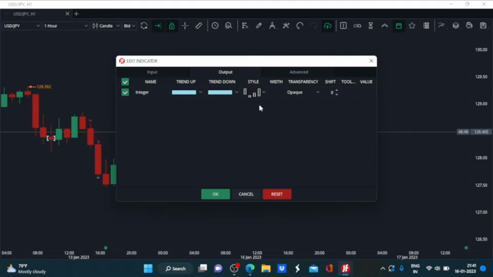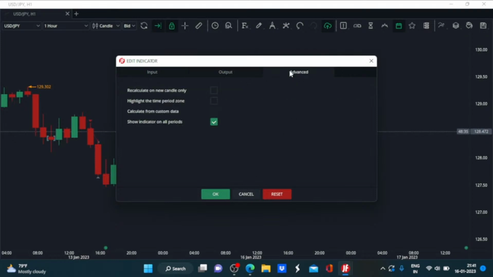If you want to simply opt for bracketing, you can do that as well. The transparency factor can be increased or decreased if you want to make it look less prominent on the chart. That option is also there. Advanced editing option: recalculate on new candle only. As there is a single candle formation, that is not really going to create much of an impact. It will be done the same way regardless of this option.